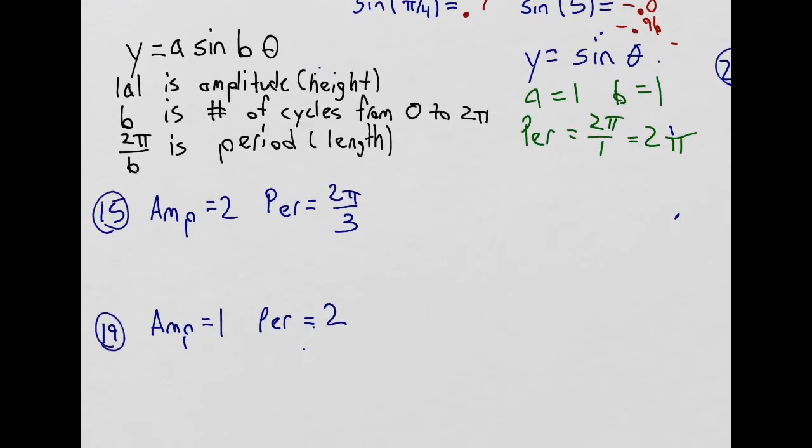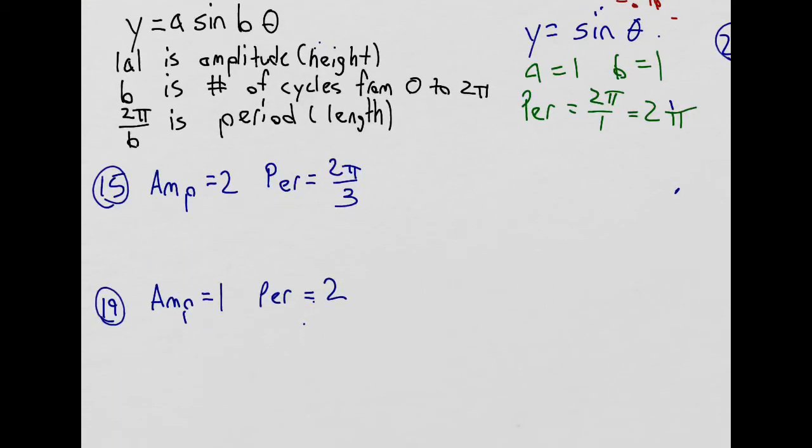Okay, scrolling down a bit. And let's look at 15 and 19. So here you're given an amplitude and a period, and it's asking you to sketch one cycle of the sine curve. Okay, what does that mean?